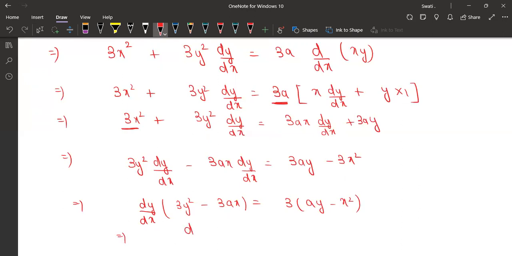Now, of course, what is the value of dy/dx? The value of dy/dx will be this 3 times ay minus x square, and shifting this particular part here and taking 3 also common, it will become y square minus ax, right?